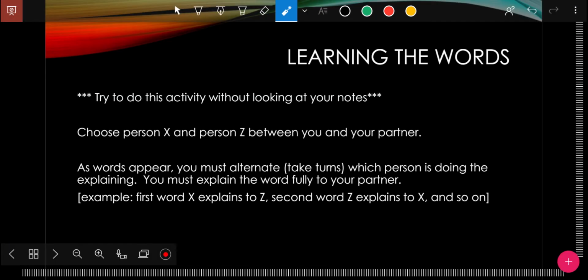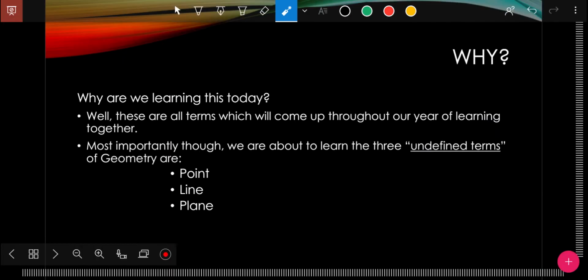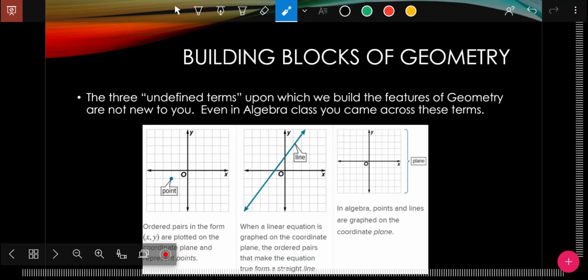Now, this is the slideshow from class, so we're going to skip that one. And I'm not going to spend much time on this one. I just basically explained that the three undefined terms here, this is why we're doing it: point, line, and plane. Going to need to know that. That's the focus of today's lesson. And again, those are called the building blocks of geometry.